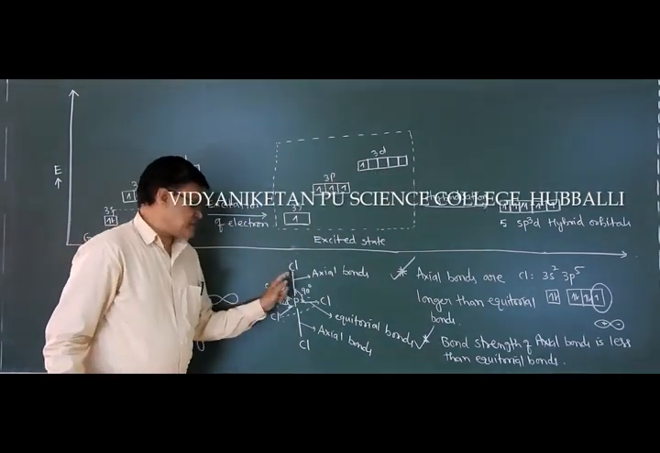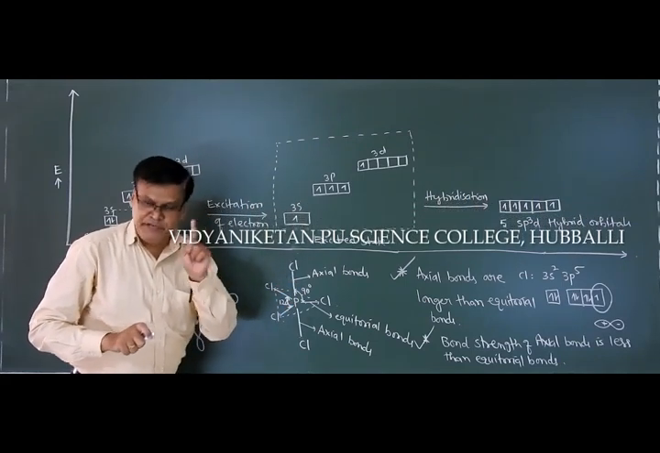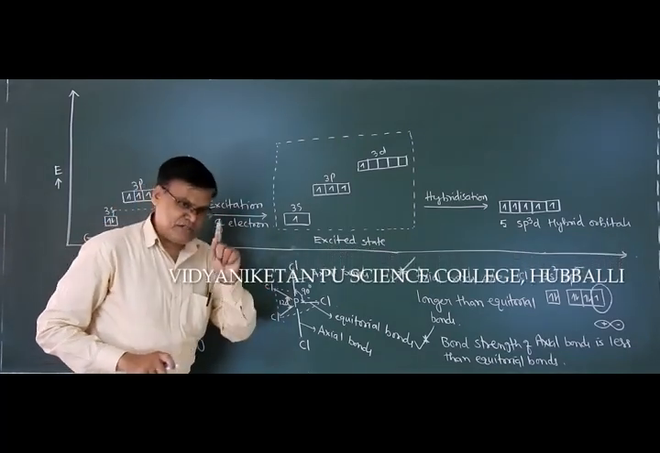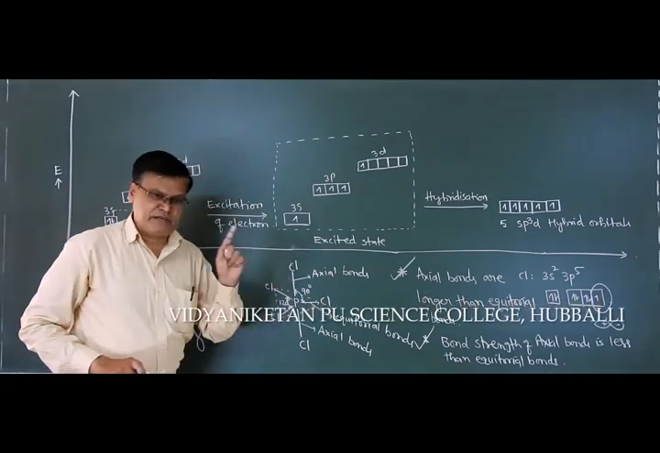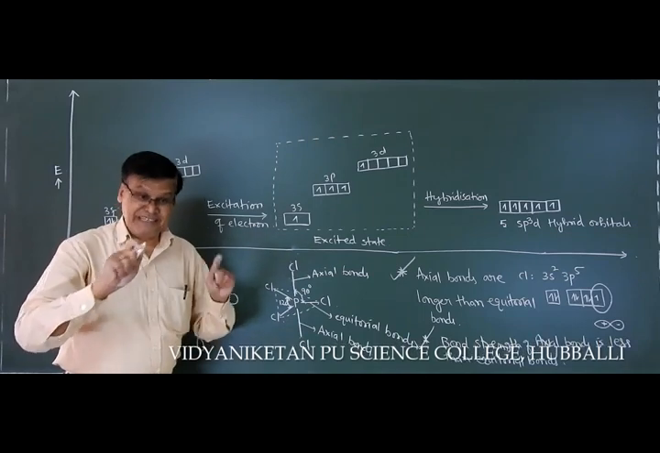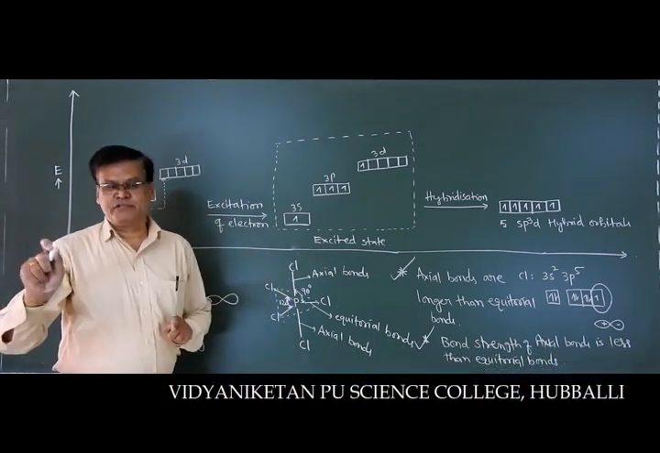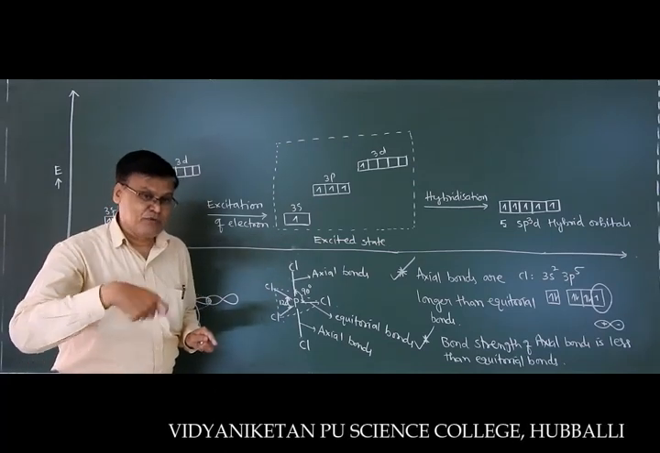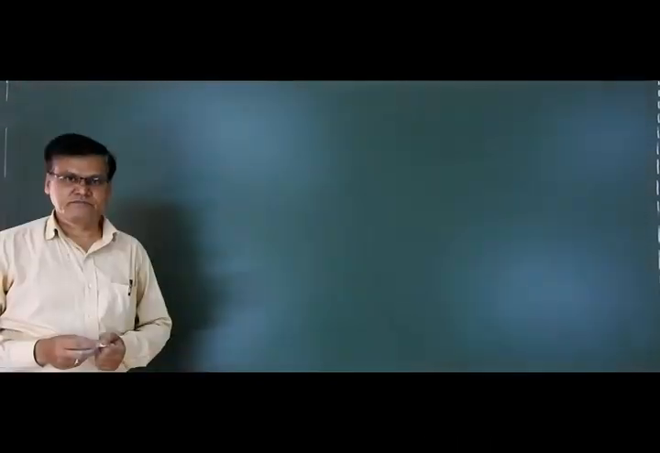First point, because axial bonds experience bond pair repulsion. To minimize the repulsion, axial bonds become longer. When axial bonds are longer, the bond strength is weaker. The bond strength of axial bonds is weaker compared to equatorial bonds. Any molecule in general possessing two types of bond angles is highly reactive, highly unstable. More reactive means unstable. You can remember these two points.